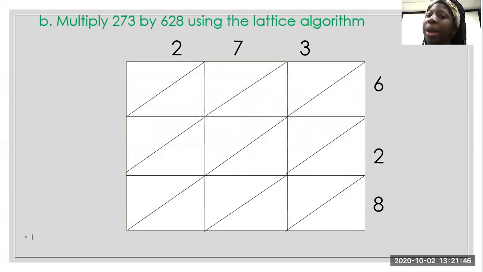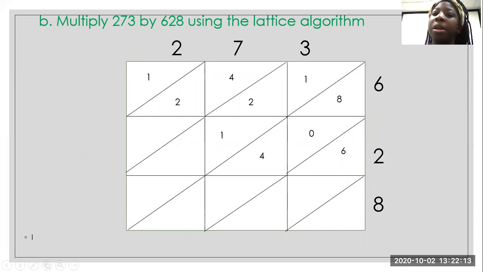Now we have a 3 by 3. Again, you just do the same thing like you did the first time. So we do 6 times 3, which is 18. 6 times 7, 42. 6 times 2, which is 12. 2 times 3, which is 6, but you'll write it as 06. And then you have 2 times 7, which is 14.